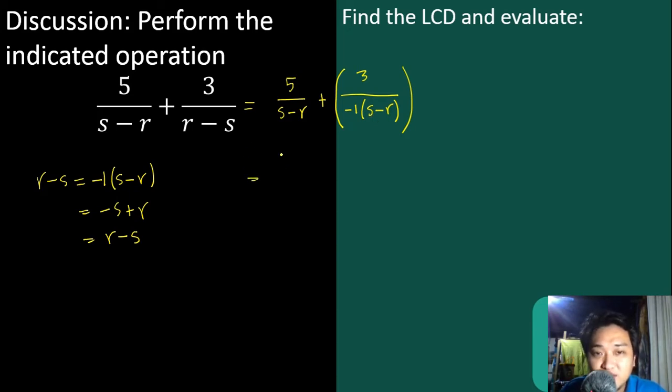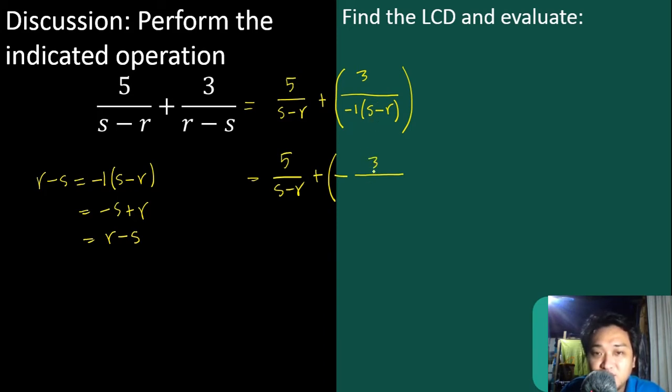Then, copy again. 5 over s minus r. So, this time, we're going to divide positive divided by negative. Ganun po. So, positive divided by negative is negative. Ayan, negative na siya. Lalagay natin siya sa gitna. That's the proper way of writing that negative.